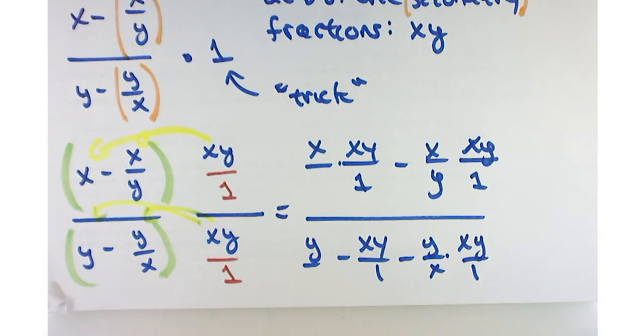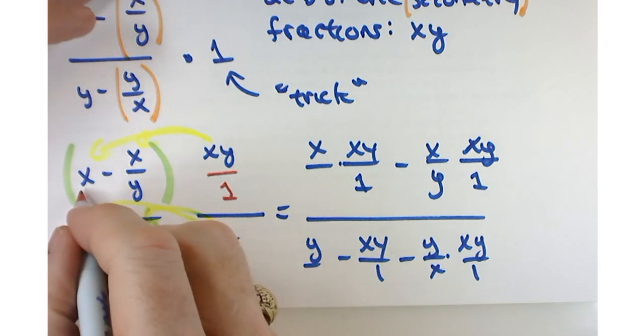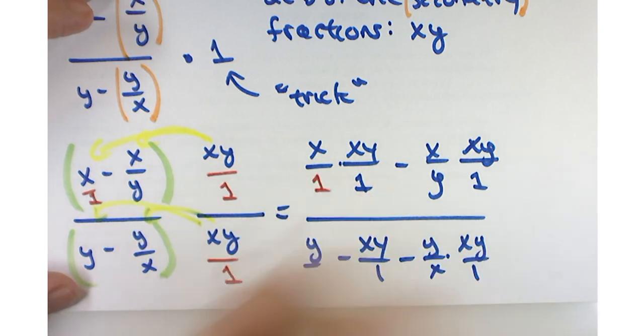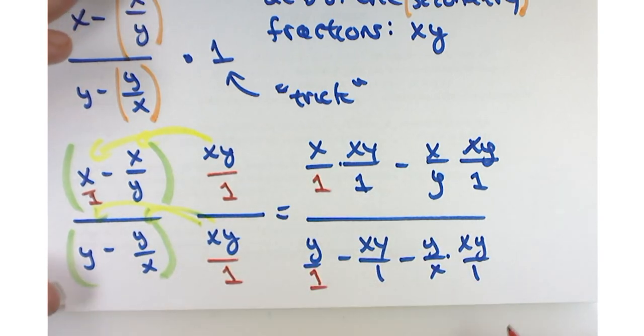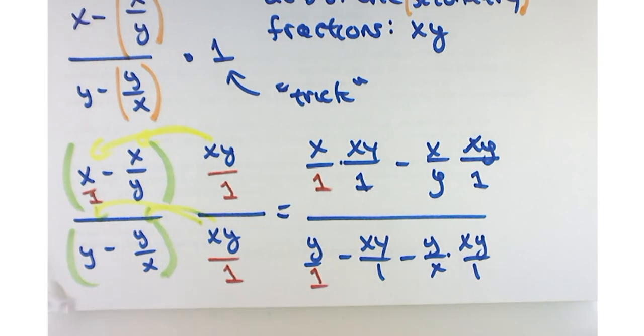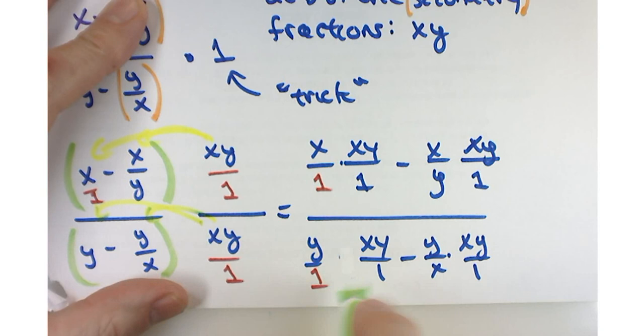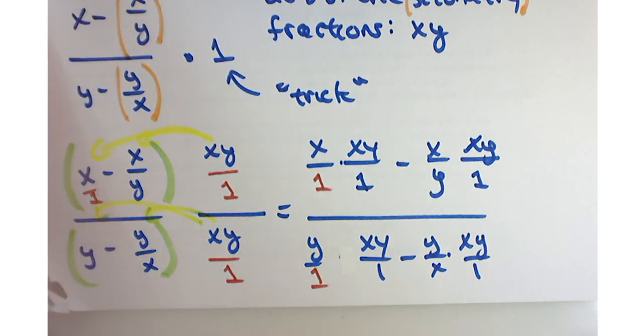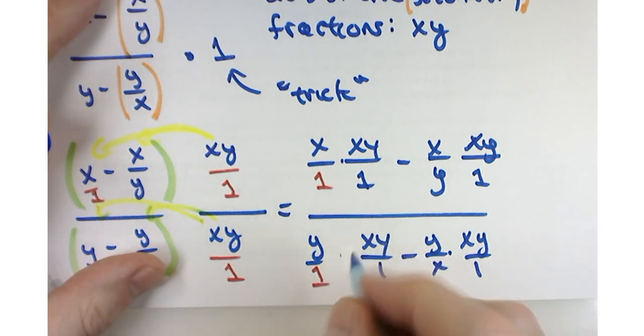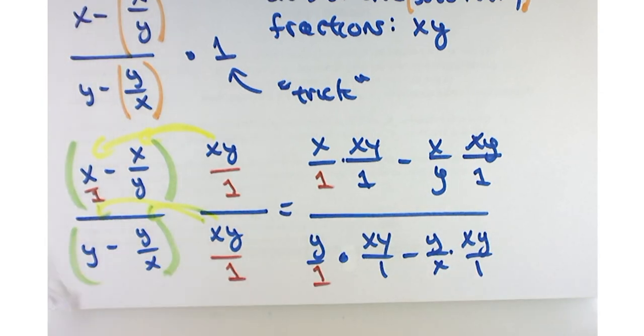So if you distribute that, and look at it all together, you get something like this. I didn't write it immediately, but a lot of times it helps people to think of this as being, say, x over 1 and y over 1. That should be a times there. It shouldn't be a minus. It should be a times. Now, the nice thing is that after this step, I should be able to get rid of all my denominators.